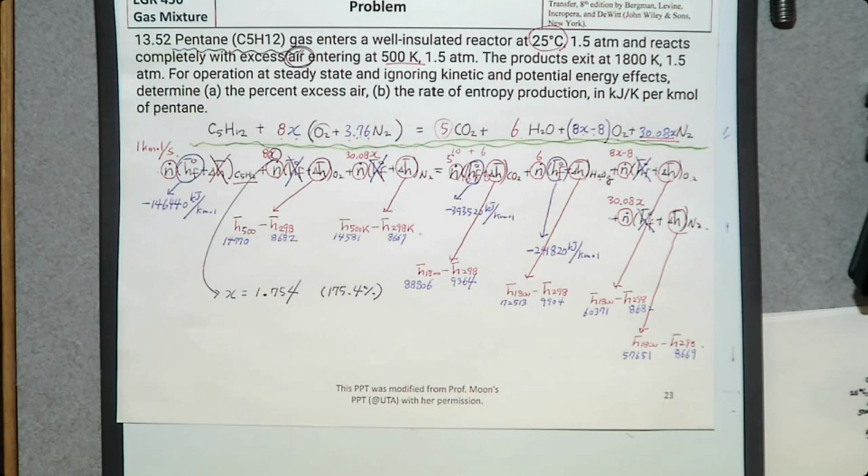Okay, so that's how we calculate the percent excess air, and let's determine the rate of entropy production. So once you know the amount of air provided in the reaction, then now you can solve the entropy balance equation. So let's do that.